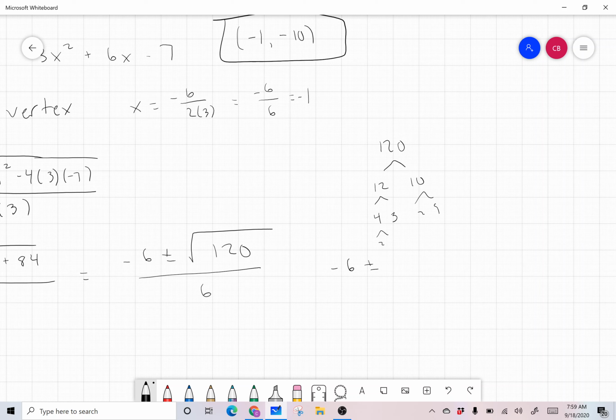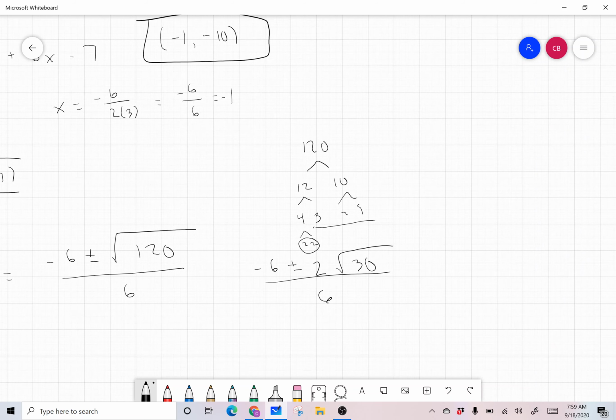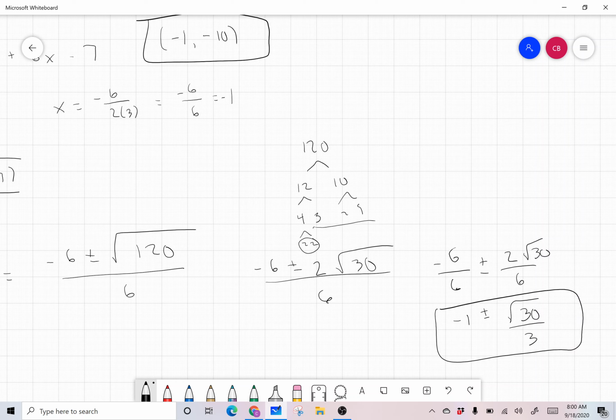So then this is negative 6 plus or minus. What I'm doing is, a pair of 2's comes out, and the 3 stays in. So this is going to be 2 times the square root of 3 times 2 times 5, so square root of 30. And then finally we have negative 6. Okay, let's make this nicer. This is going to be negative 6 over 6 plus or minus 2 over 6 square root 30, which is negative 1 plus or minus square root of 30 divided by 3. Those will be your 2 zeros.